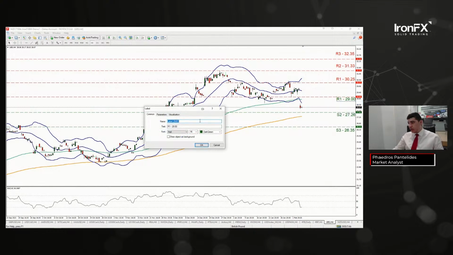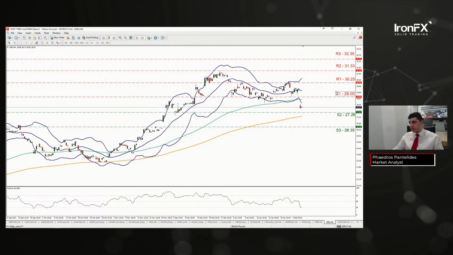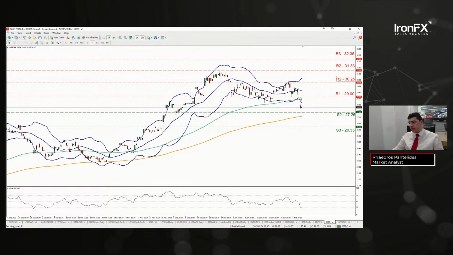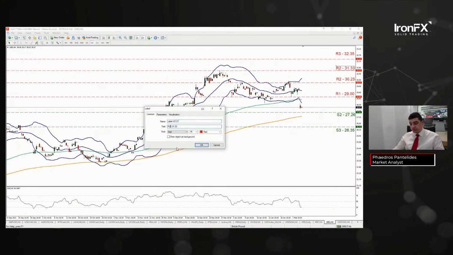Aim at S2, 27.26. Turn this to red. R2, 30.25. Note that it's created a breakaway gap, so this might be filled at some point in the future. Then we've got R3, 31.33.